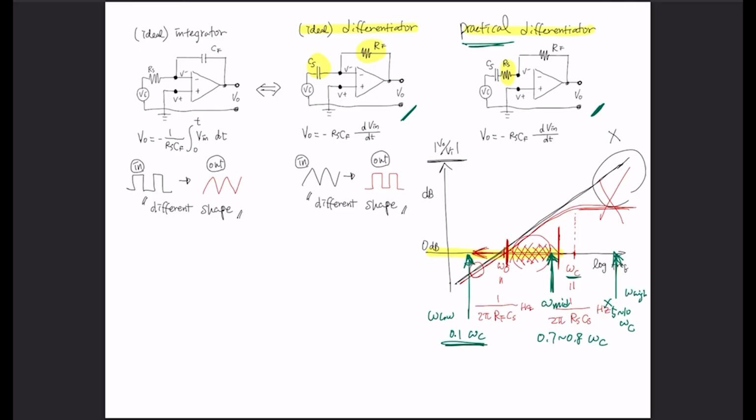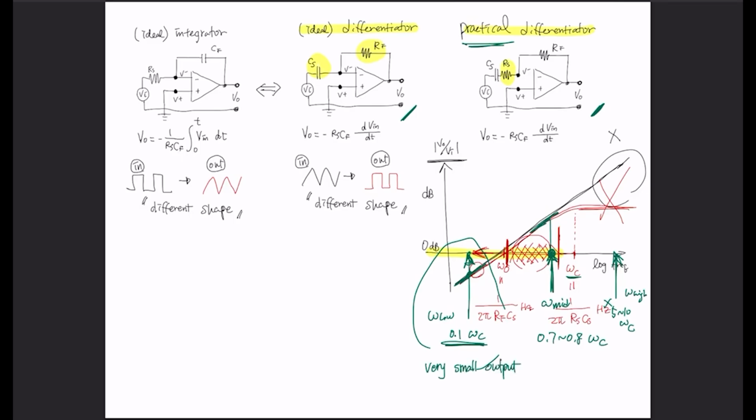Got that? So we expect that if you're exciting at this mid, it is following this straight line, and if you're exciting at this low frequency, it follows the straight line. So these two are giving the differentiated signal, while the low frequency input is going to give you a differentiated signal, but the output is going to be very small.